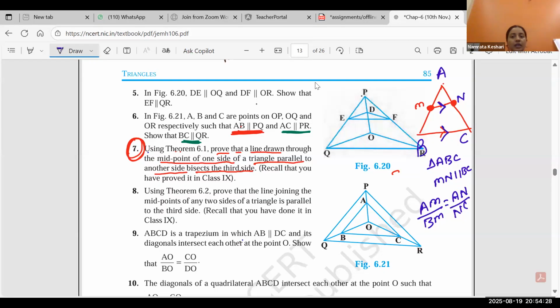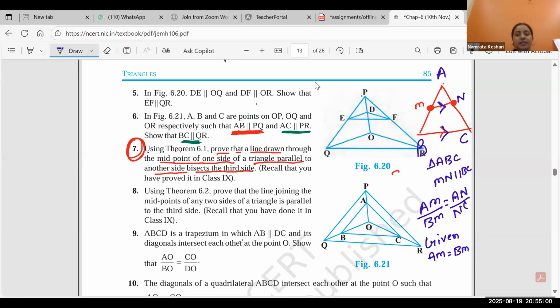Okay, now we will say that since it is given over here that AM, BM same, it is given. It is given over here that M is the midpoint of AB, hence prove that N is the midpoint, right? So it is given over here that AM is equals to BM, right? So we will write given that AM is equals to BM.